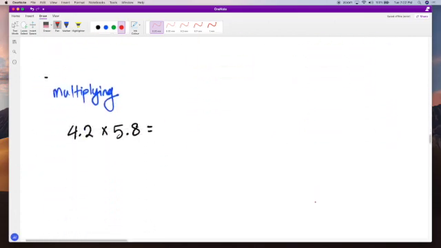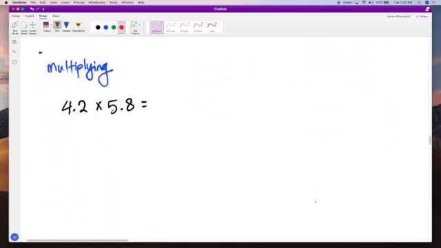All right. Multiplying decimals, as we were talking about, if you have 4.2 multiplied by 5.8, how do we multiply these things? And I'm talking about without a calculator. Without a calculator, right? So we're talking about long multiplication now.